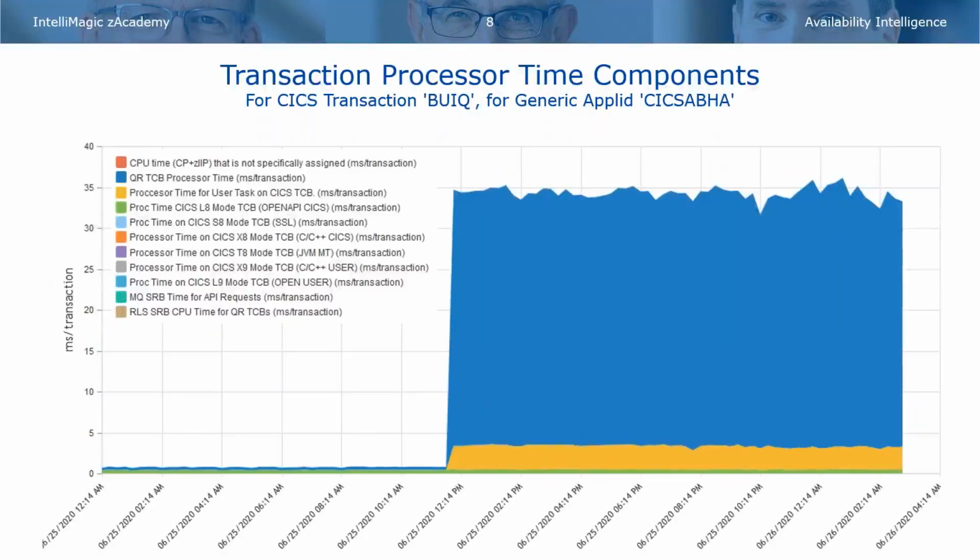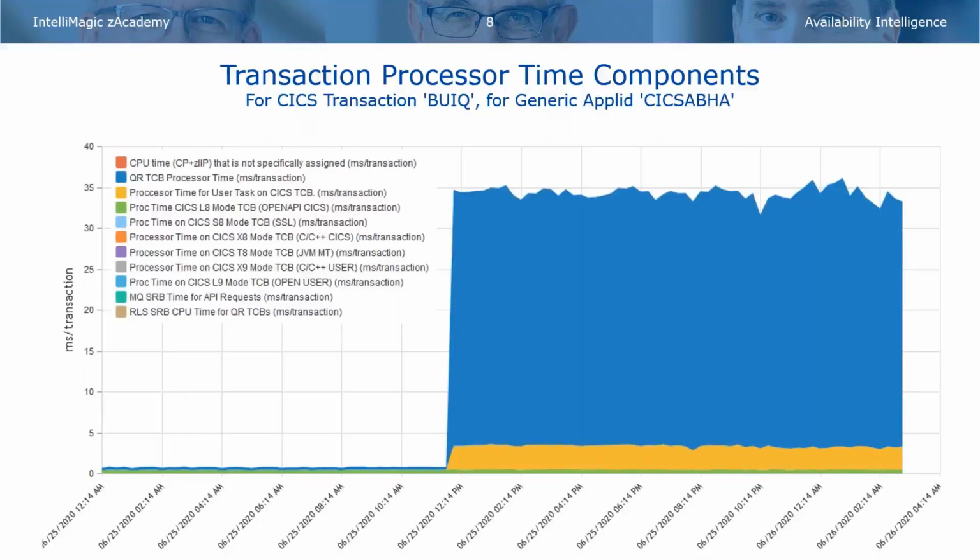So drilling in then into the CICS captures a dozen or so CPU buckets, and drilling into those in detail, we can see that the area in blue, which is the QR TCB time, was the primary driver of this change. And of course, QR TCB time has other implications, right, John? Yeah, that's one of the things I really like about IntelliMagic Vision. On the previous screen, you could be looking at your old type 30s and just know that the CPU time for this region is higher.